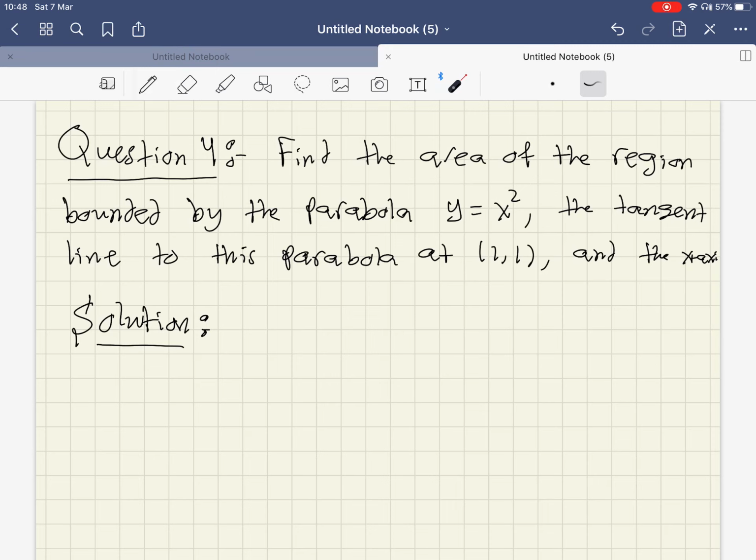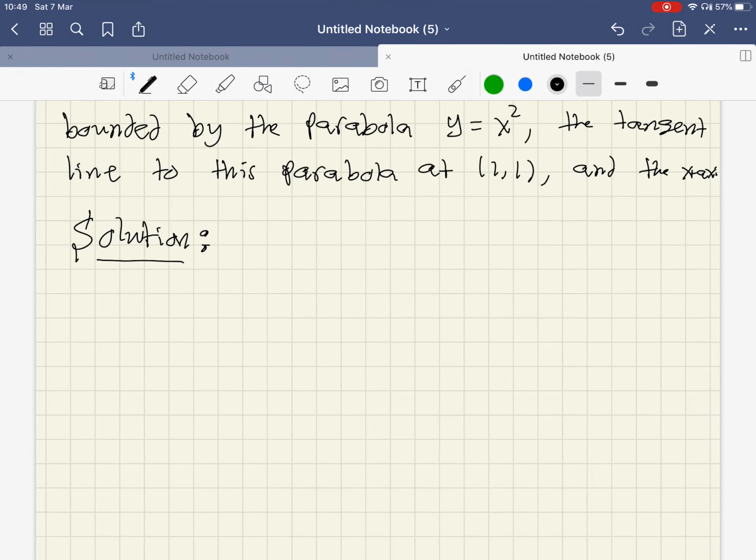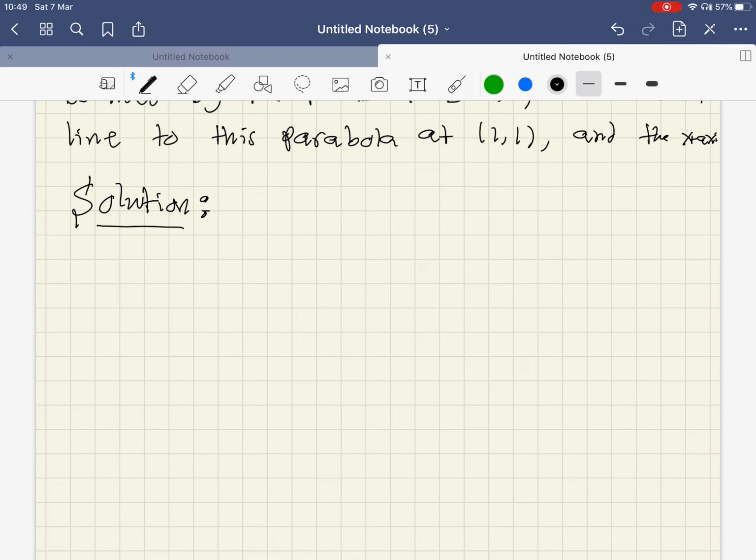So I hope you remember tangent line from calculus 1. If not, we will just do a quick reminder of how to find the equation of the tangent line to any function. And finally, also the x-axis. So I think if I go ahead and sketch the region first so that we have an idea of what we are dealing with. So I'll just try to sketch the parabola up here.